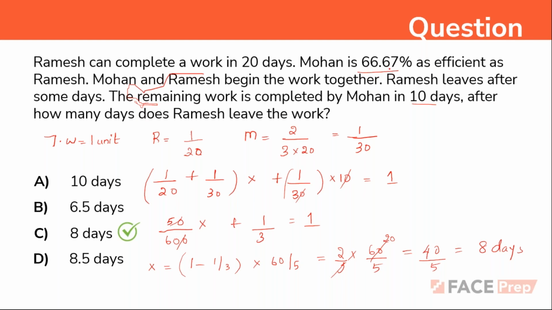See here they have given 66.67% as a percentage, which is out of 100. I'm converting the 66.67 into a fraction, hence I'll be getting 2 by 3. See, 1 by 3 is nothing but 33.33, that is 1 by 3 into 100. So if 1 by 3 is 33.33, what about 2 by 3? 2 by 3 into 100 will be 66.66%. So I'm converting this percentage into a fraction. That's why I'm taking 2 by 3. So totally 1 unit means I can take 3 by 3. In that, if 2 by 3 is the efficiency of Mohan, 1 by 3 will be the efficiency of Ramesh.